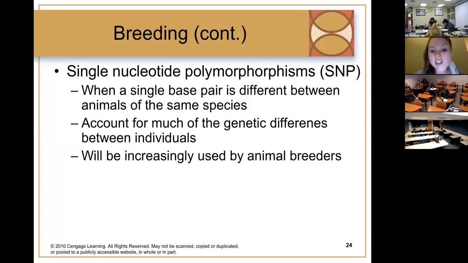That is actually what accounts for most of the genetic differences between individuals. Just because you're in the same species, look at humans, you're going to look different and have many different traits, and that can be due to these single nucleotide polymorphisms, where you have differences in your base pairs. So that will be increasingly used by animal breeders because they're going to be selecting for certain traits. It's a really useful tool for breeding.